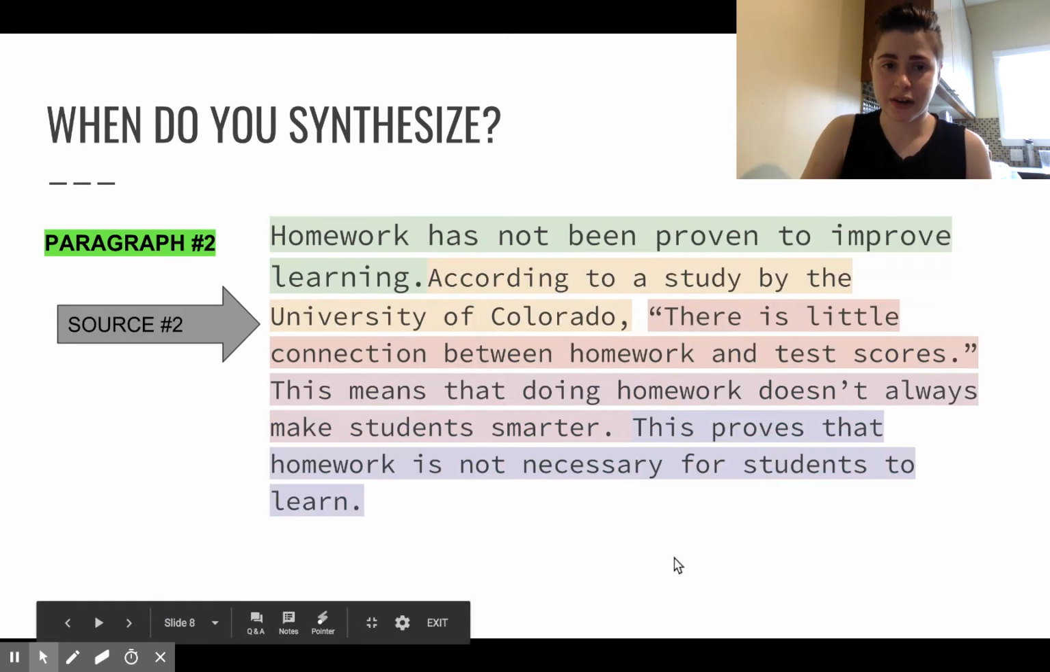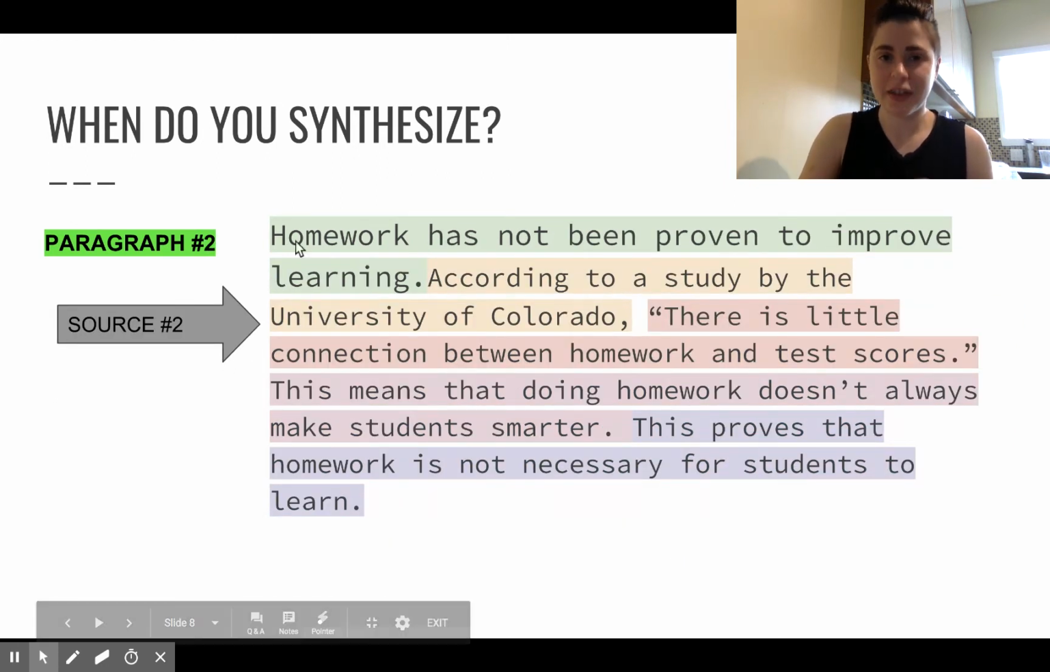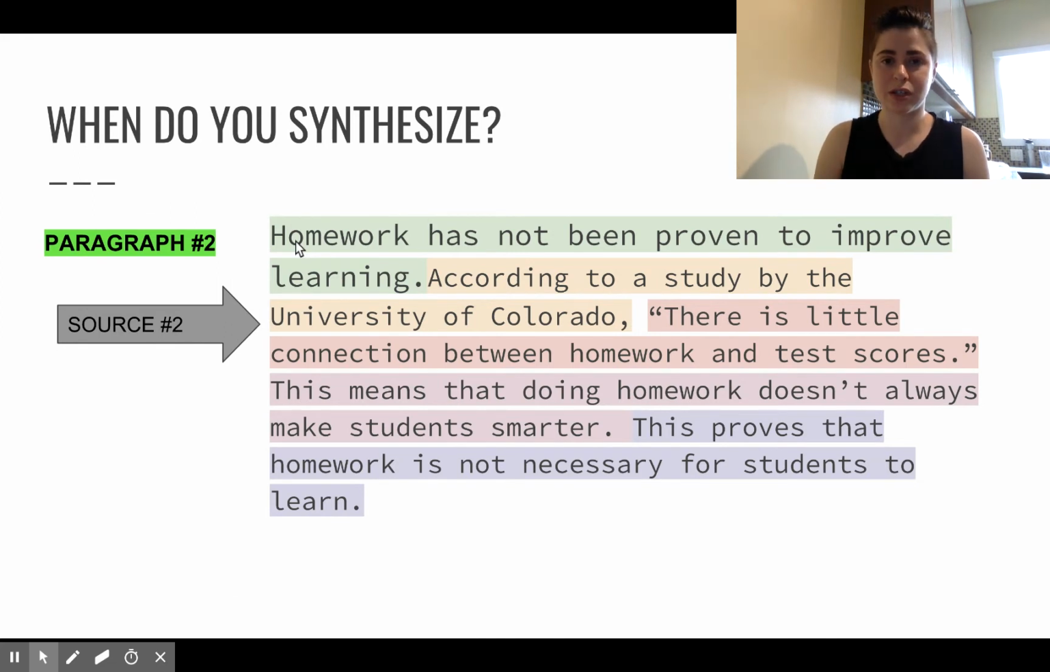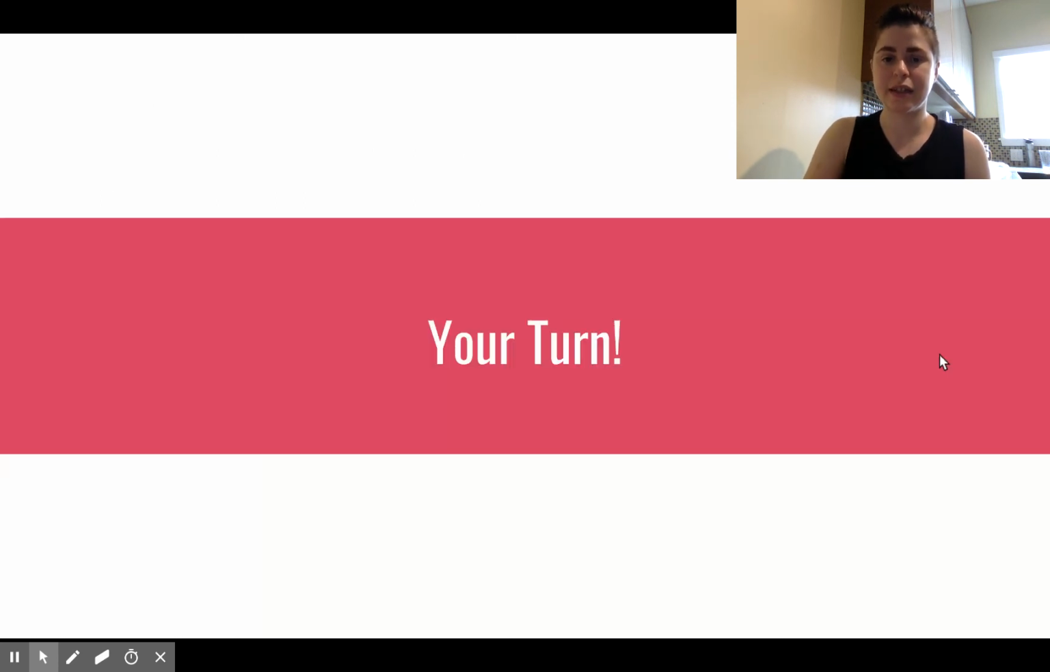Then in my next paragraph, I'm going to use the second piece of evidence from a different source. So I'm going to say, according to a study by the University of Colorado, there is little connection between homework and test scores. So I'm using two different quotes from two different places. Now it's your turn.